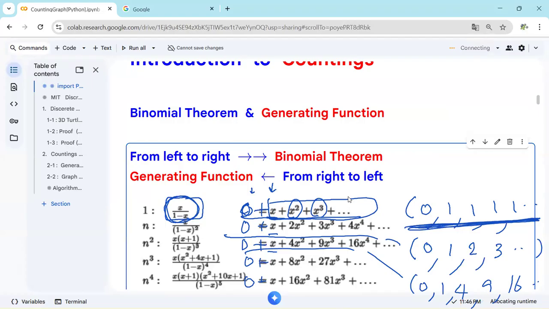This sequence is coming from this power series, this power series summation.